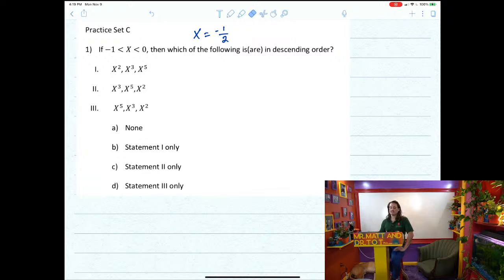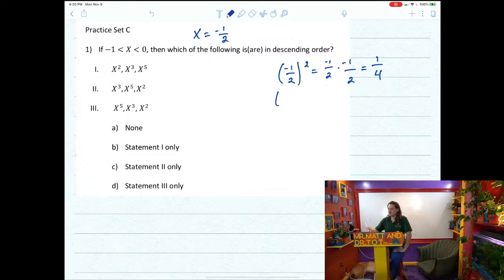And then remember that even exponents are going to eliminate the negativity, whereas odd exponents are going to retain it. So negative 1 half squared, not negative 1, would be negative 1 half times negative 1 half. Notice that a negative times a negative cancel out, and so then we would have positive 1/4.